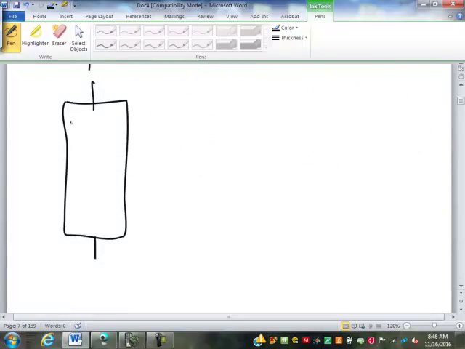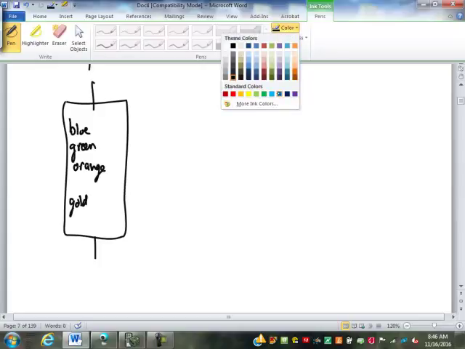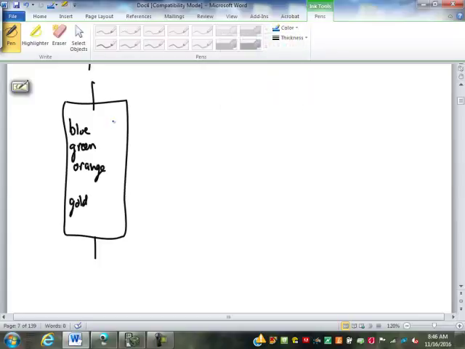So for this one, let's say I have blue, green, orange, and we'll go gold. Blue is 6, green is 5. Orange is 3, it's 10 to the 3rd. So it's 65 with 3 zeros after it, so 65,000. So the orange is 3, that means I add 3 zeros to the end. And then, of course, gold is plus or minus 5%.